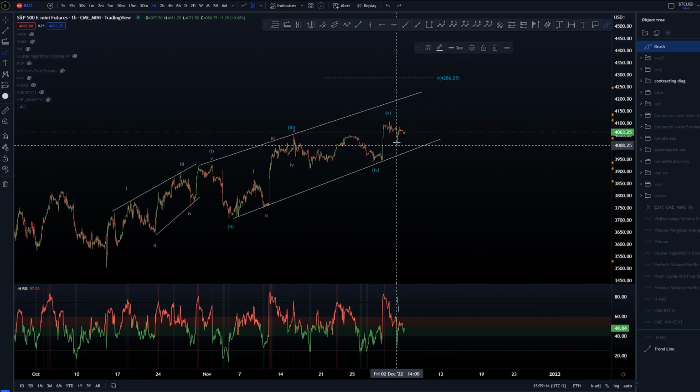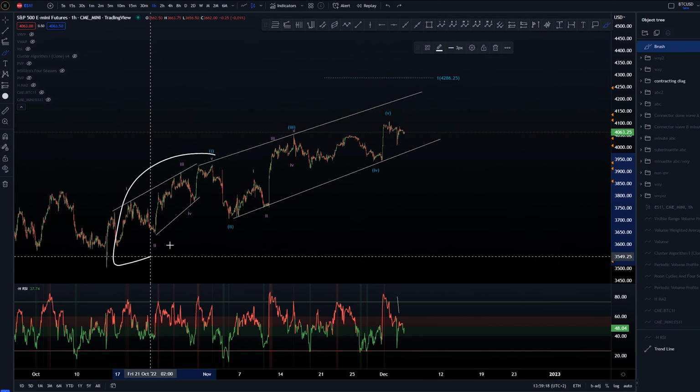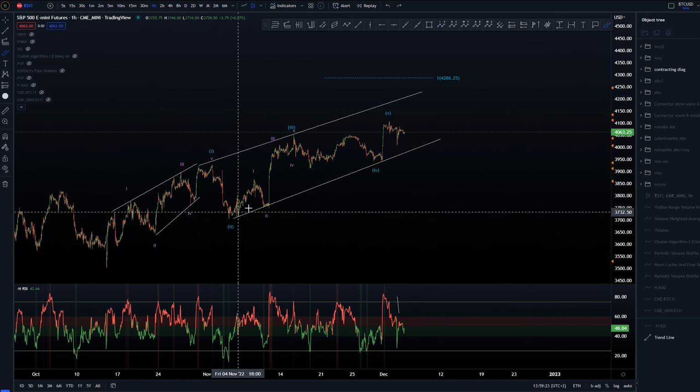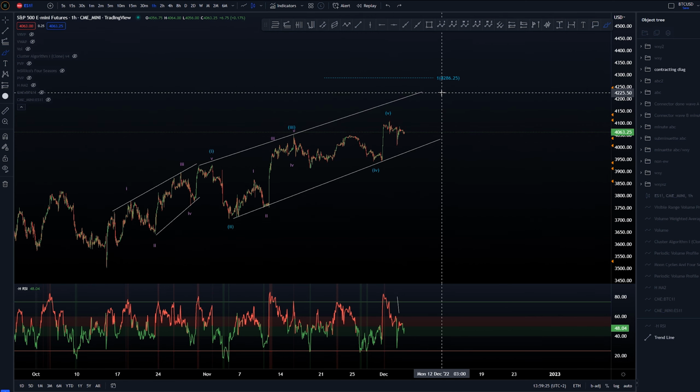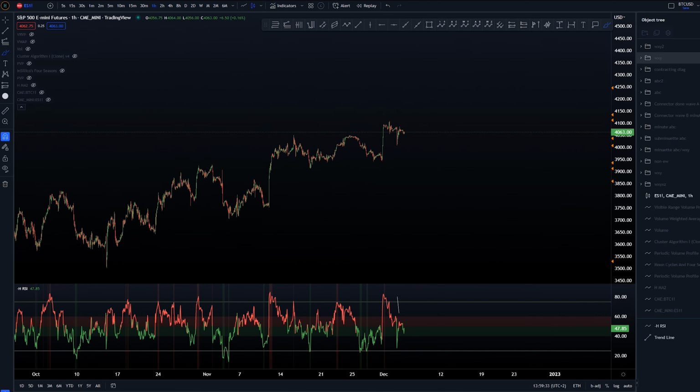Even unlikelier would be that we would have a diagonal here, because again we had 1 here. So having 2 diagonals inside a diagonal here where we have 5 waves, it doesn't make sense. So this again lowers the probabilities of this count while it is still valid.